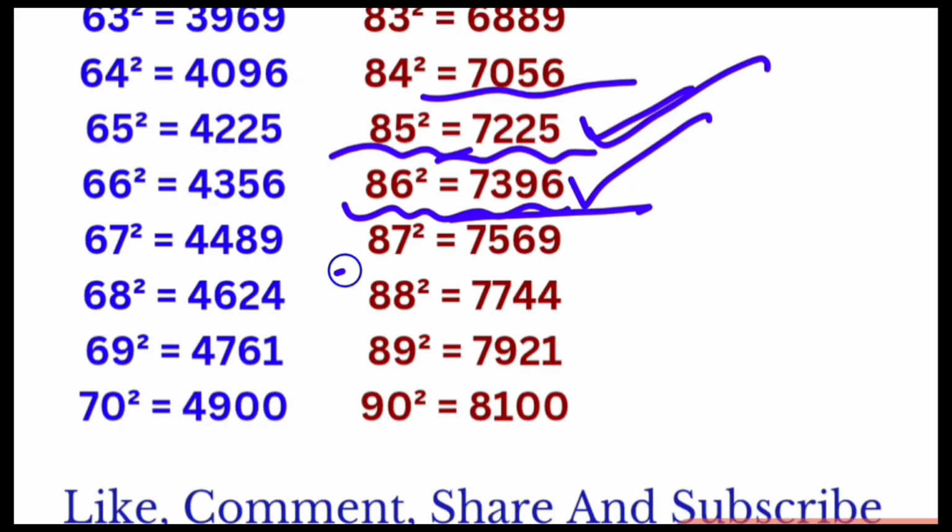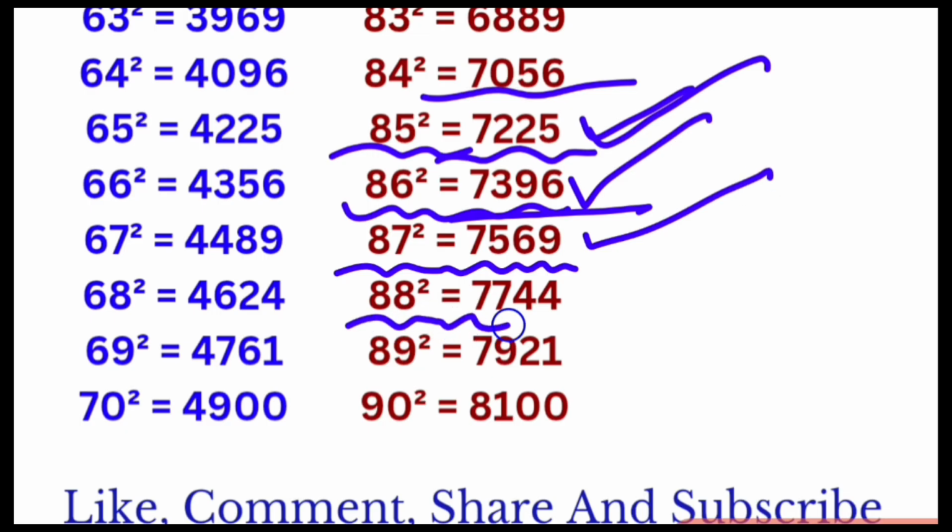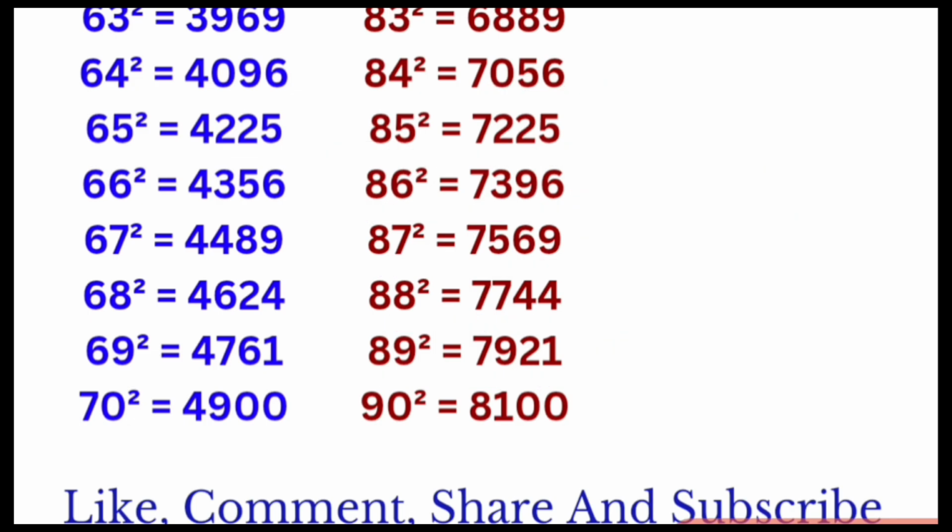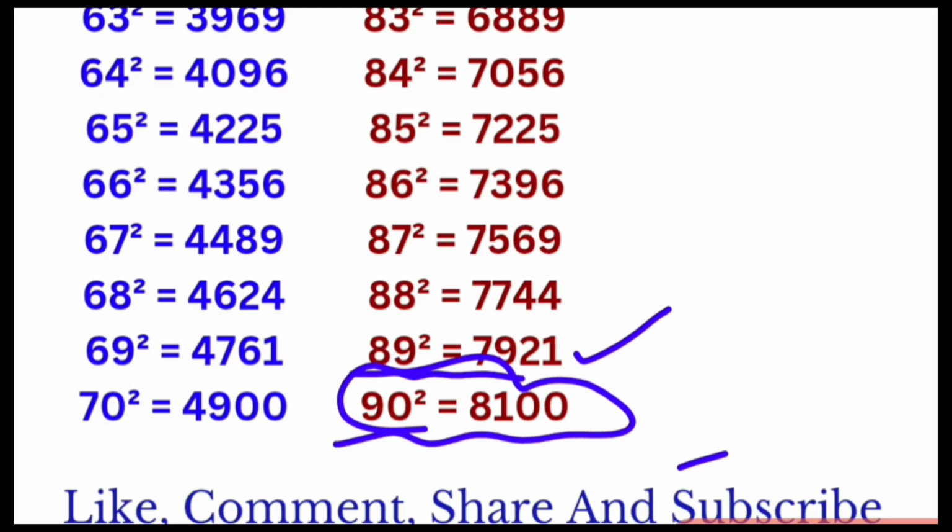Square of 87 is equal to 7569. Square of 88 is equal to 7744. Square of 89 is equal to 7921. Square of 90 is equal to 8100.